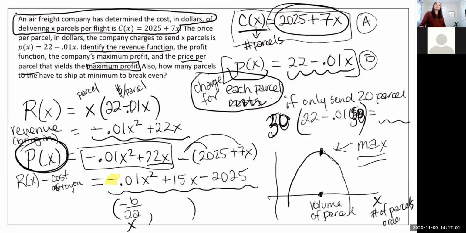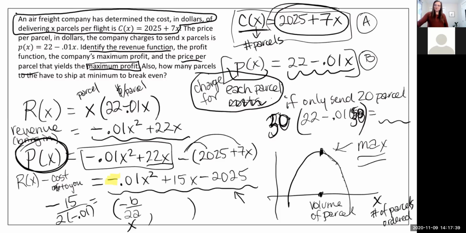right? So when you find your negative b over 2a, you're not done. You still have to interpret that based on the context. You might want to plug it back in to your function in order to find the actual maximum profit, right? Because x is just the number of parcels that helps you get there. So what's your negative b over 2a? Negative 15 over 2 times that. So again, you just have to use a calculator. So what would that be?